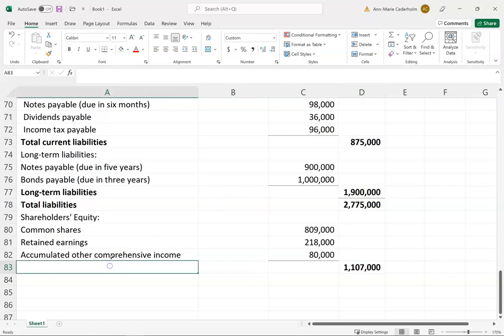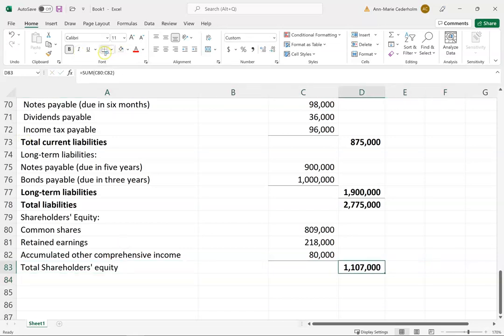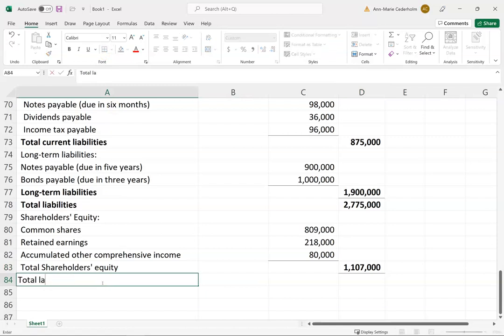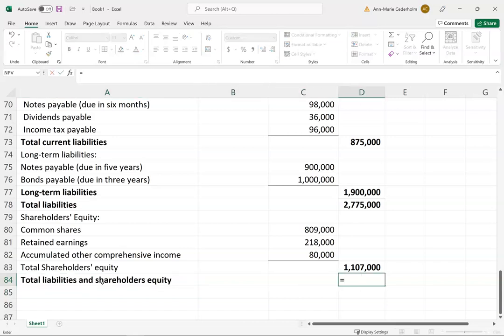So that is total shareholders' equity. And now we'll do total liabilities and shareholders' equity. So I'm going to take the 1,107 and the 2,775.